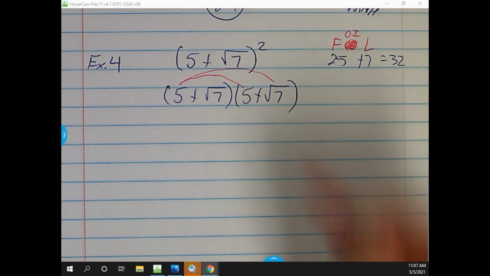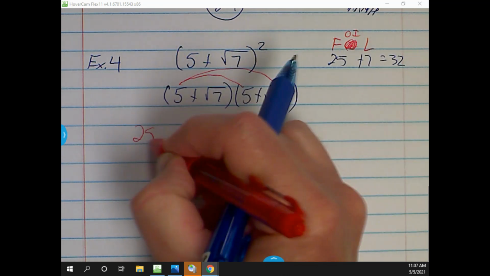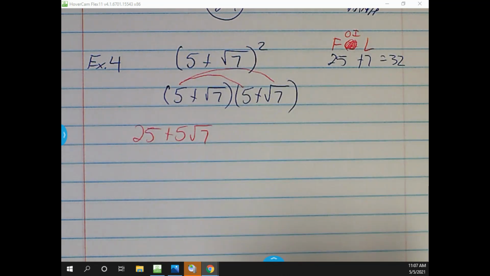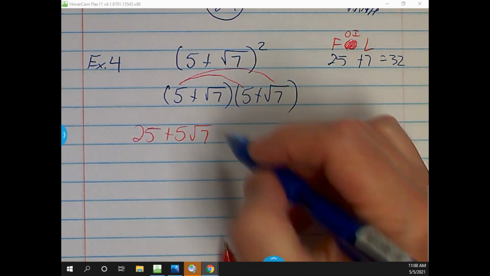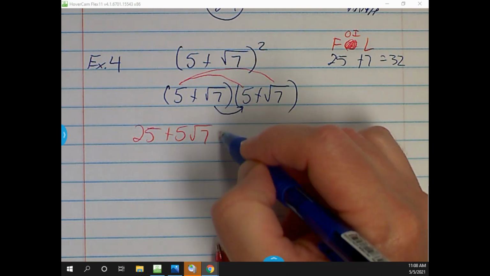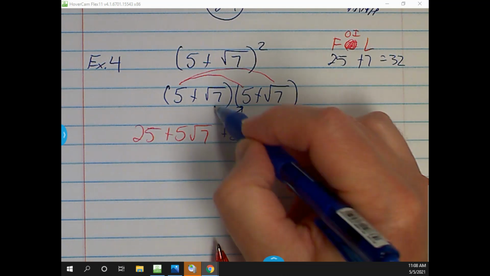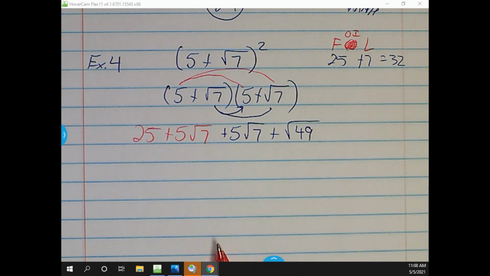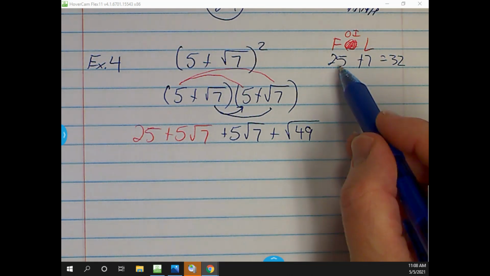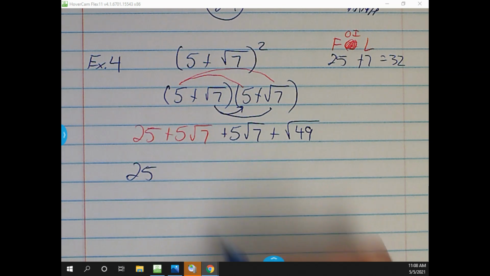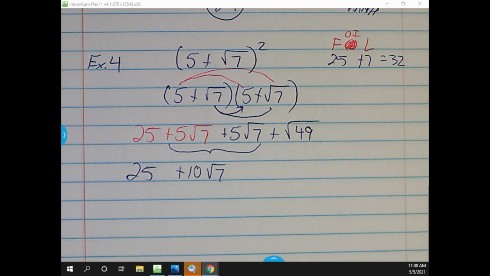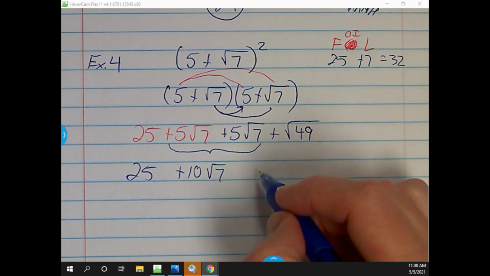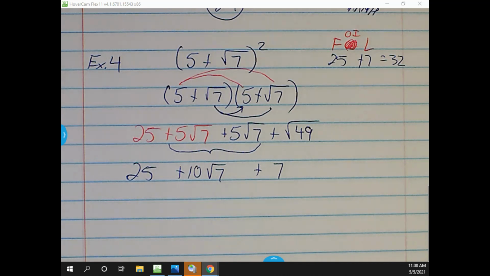Okay, so it's 5 times both of these. 5 times 5 is 25. 5 times the square root of 7 is 5 square root of 7. Square root of 7 times 5, that's another 5 square root of 7. And then square root of 7 times square root of 7 on the inside would be square root of 49. Okay, so we do get the 25. We're good here. This one you have 5 square root of 7 plus 5 square root of 7. That would be 10 square root of 7. There's your O and your I that's in the middle. And then if you take the square root of 49, that would be 7.